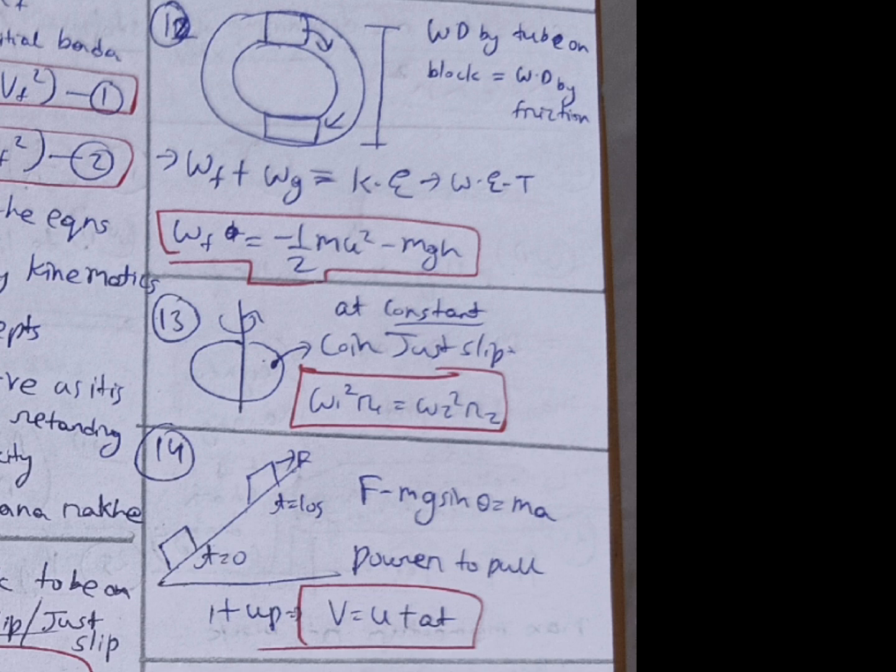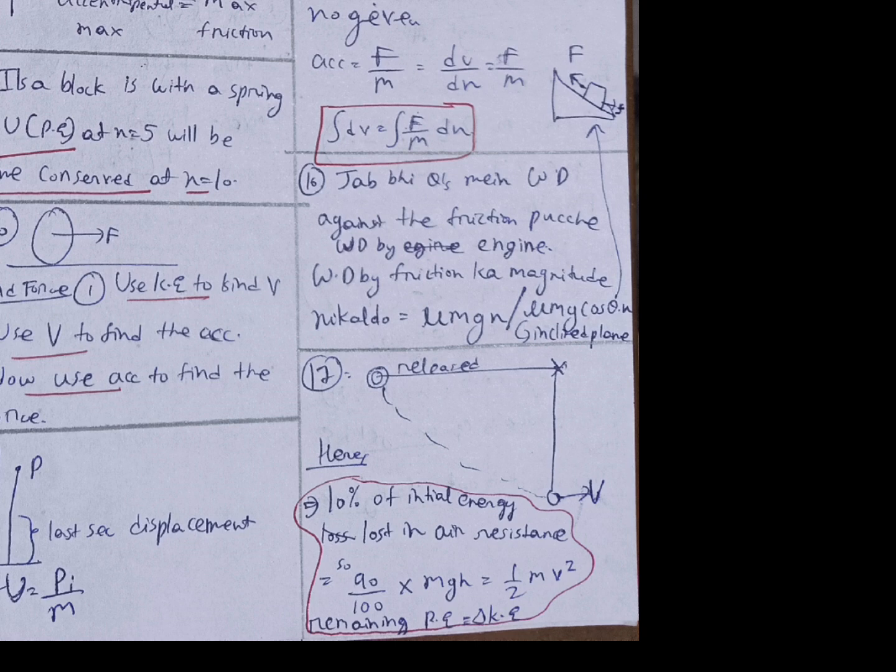Power of the pull is equal to, going up, v equals u plus a t. In power questions, if velocity is not given, acceleration equals force by mass, dv by dx is equal to, then we will do integration of F by m ratio.